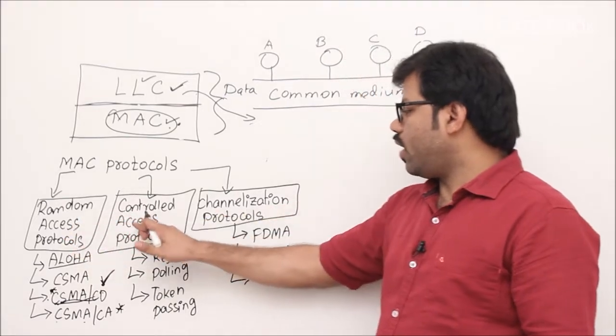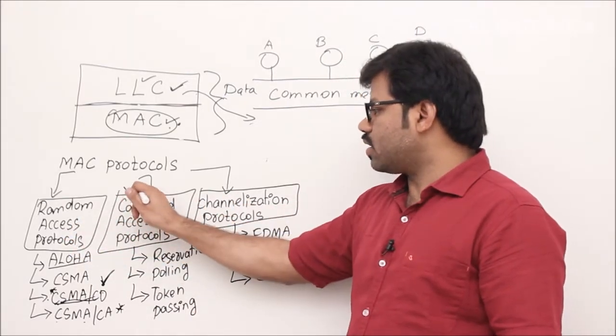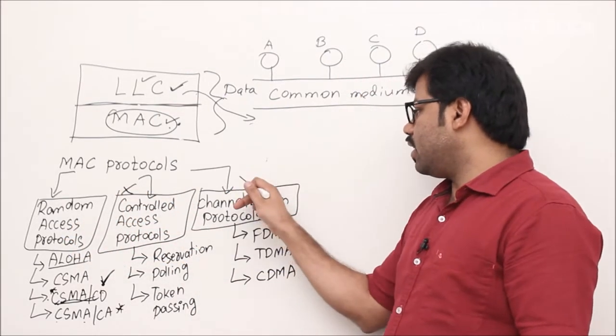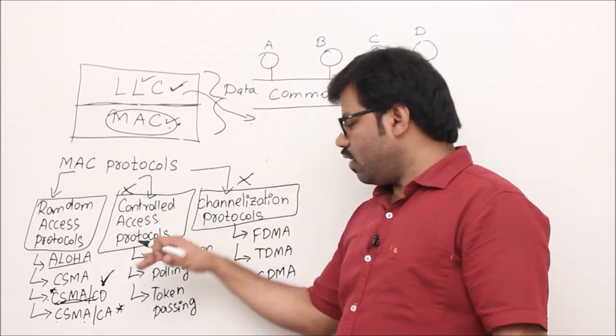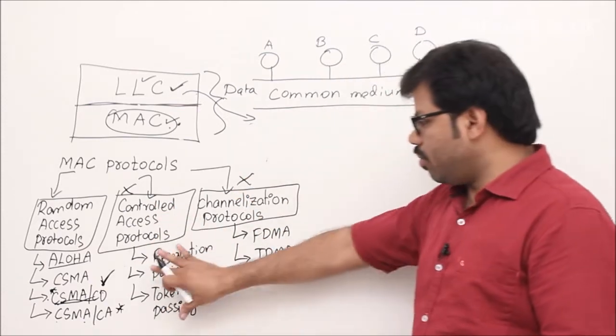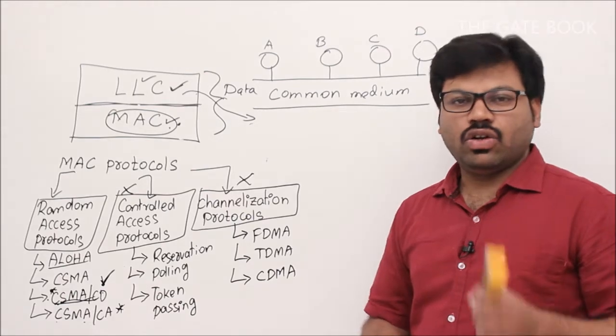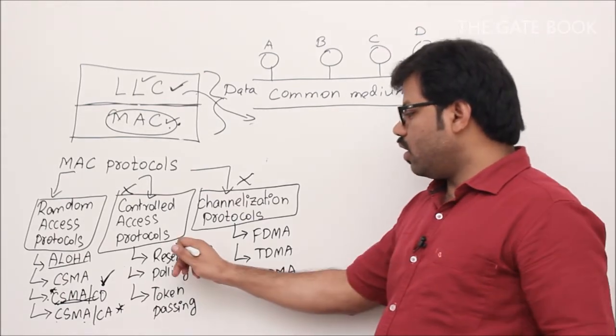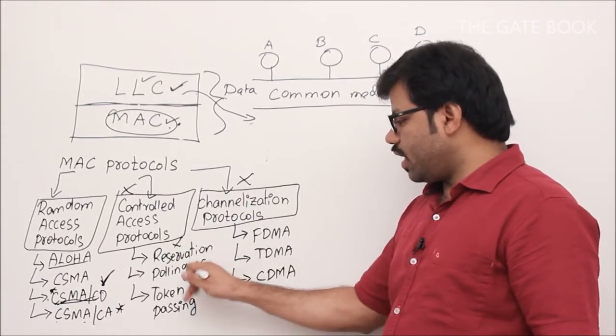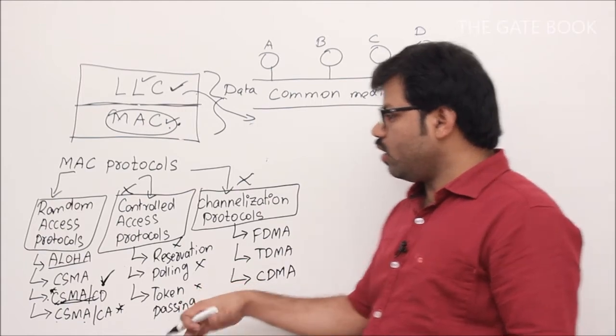Random access, controlled access, channelization. Simply ignore the channelization protocols. We just learn that we have these protocols, we just remember them, but we really don't learn them. So we don't learn what is reservation, what is polling, what is token passing. But I will tell you the functionality.